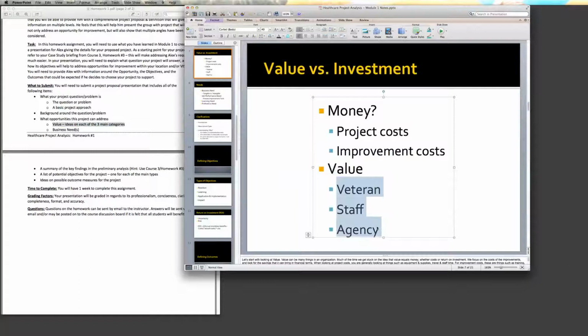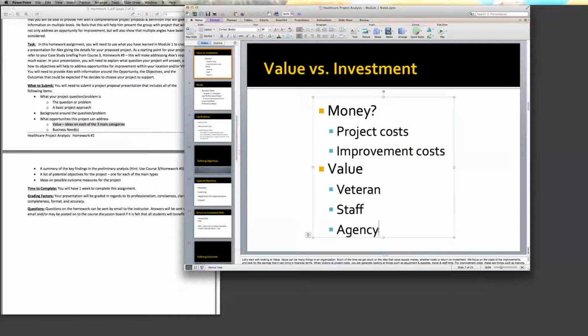Look at that. There's 3 bullets, 3 main categories. You can think of them as stakeholder groups almost. So we need to come up with one value minimum for each of these 3 groups. Think of what would be a value to the veteran. What would be a value to the staff? Staff being not just you, but staff at large in your organization.